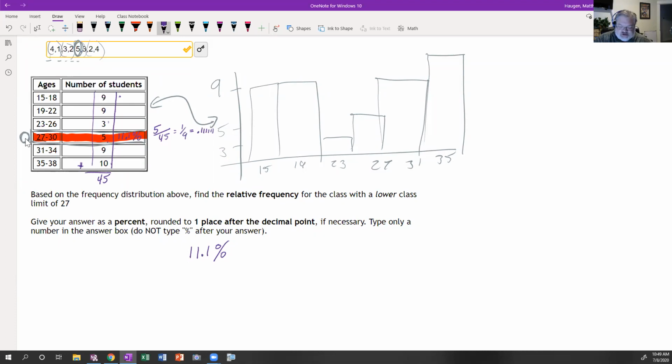The first class with the lower limit of 15 would be 9/45. 9/45 is what, 20%? I'm putting it as a decimal instead of a percentage. So that would be 20%. So that would be 20% as well. 3/45 is what, 1/15? I don't know what 1/15 is as a percent off the top of my head. I'm just going to write 1/15. That would also be 20%.